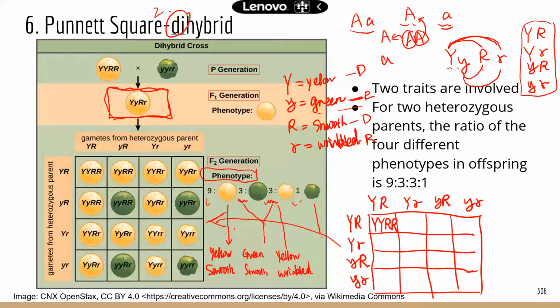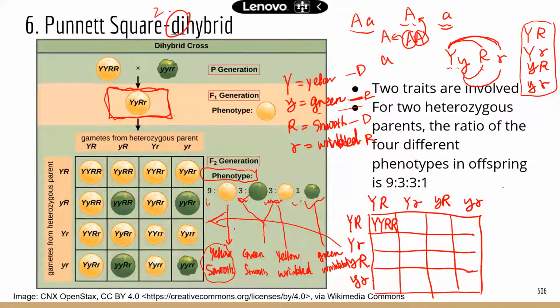And the last number, number 1, is individuals with both traits being recessive. So green and wrinkled. So that's pretty easy to remember, right? Highest number, individuals with both traits being dominant. And the 3 and the 3 are 2 groups of individuals with 1 trait being dominant, 1 trait being recessive. And then the last number is individuals with both traits being recessive.